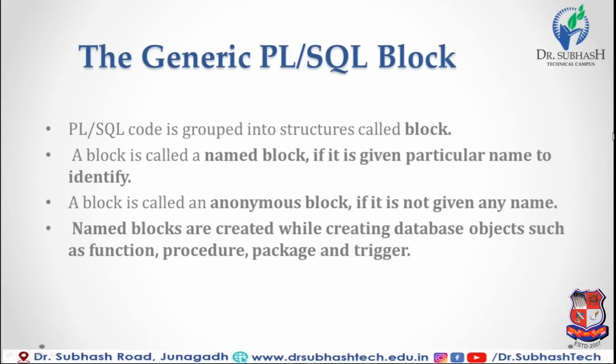A block is called a named block if it is given a particular name or identified. If it is not given a name, then this block is known as an anonymous block.